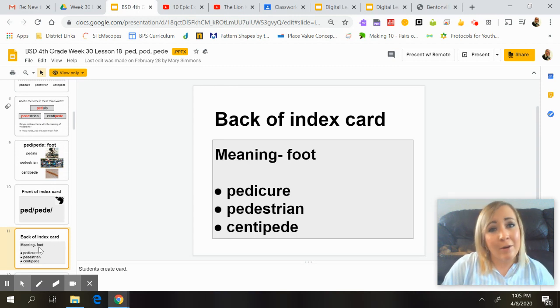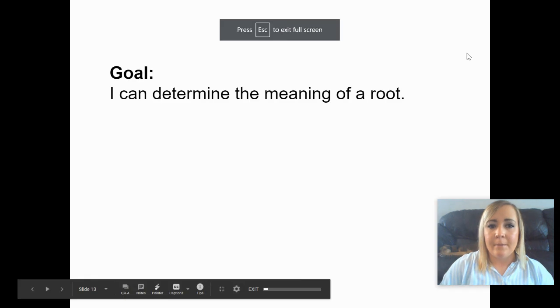So if you have a note card at home, or if you want to cut up a piece of notebook paper and make your own note card, feel free. Otherwise, we're just going to keep going with the next days.